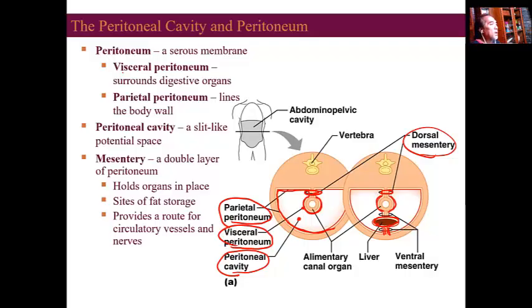Okay, so we talked about the peritoneum. Those are serous membranes. The visceral peritoneum is the one that surrounds the digestive organs, and the parietal peritoneum lines the body wall. In between the two is a slit-like potential space called the peritoneal cavity. We notice that the mesentery, or double-layered peritoneum that holds organs in place, stores a lot of fat. The mesentery is also a route for the circulatory vessels and nerves to pass through inside the cavity.